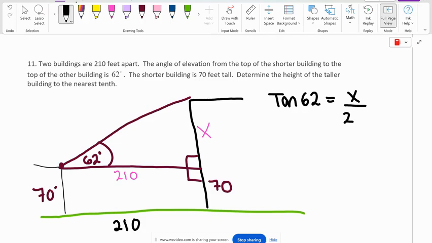What happened? No, it says the angle of elevation is 62 degrees. So x over 210. Now, if we're going to solve this, I need to get x all by itself. So I'm going to multiply by 210 on both sides. So x will equal 210 times the tangent of 62.